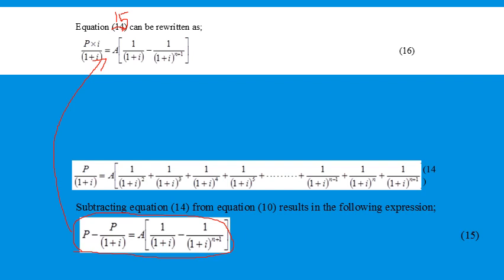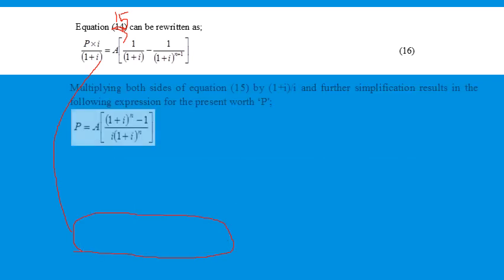Okay. Now, when I simplify this equation further, that is by taking the factor of the left hand side towards right hand side, what happens? I get a very simple equation. P is equal to A into 1 plus I to the power of n minus 1 whole thing divided by I into 1 plus I to the power of n. This bracketed factor is termed as uniform series present worth factor.